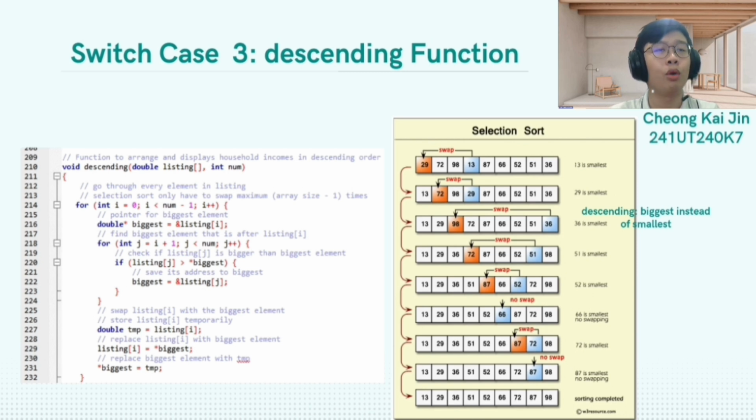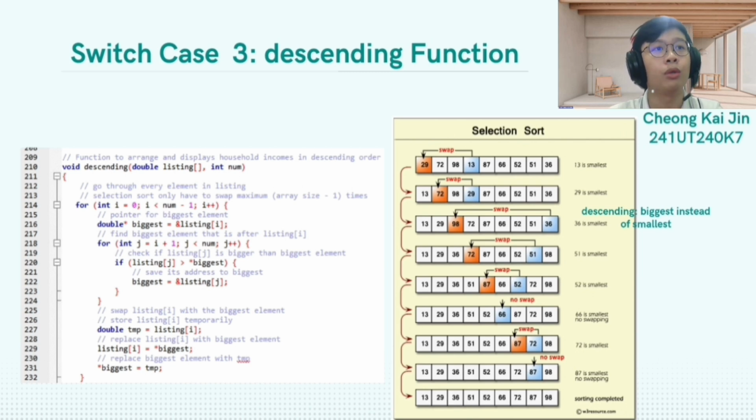Here, we create a pointer to a double named biggest, and assign it with the address of listing I first for the later comparisons. Then we start another loop. It will iterate from the index I plus 1 to the last element in the array. In the loop, if listing J is bigger than the element pointed by biggest, then biggest will point to listing J, making it the current biggest element. When this loop ends, the biggest pointer will be pointing to the biggest element that is after index I.